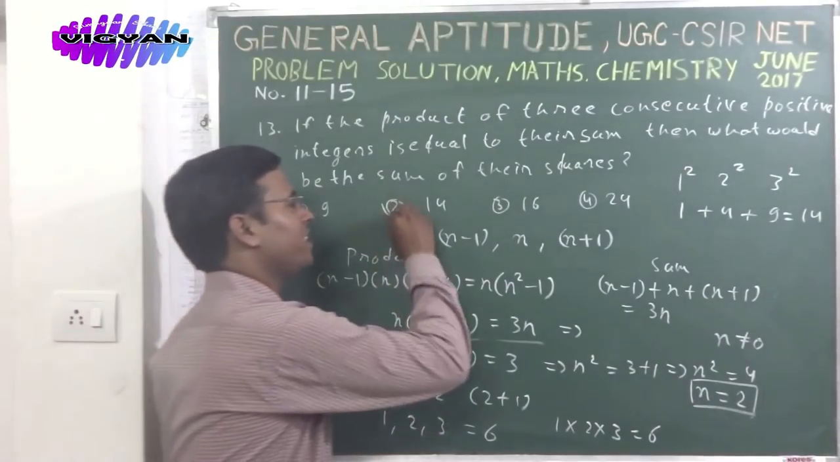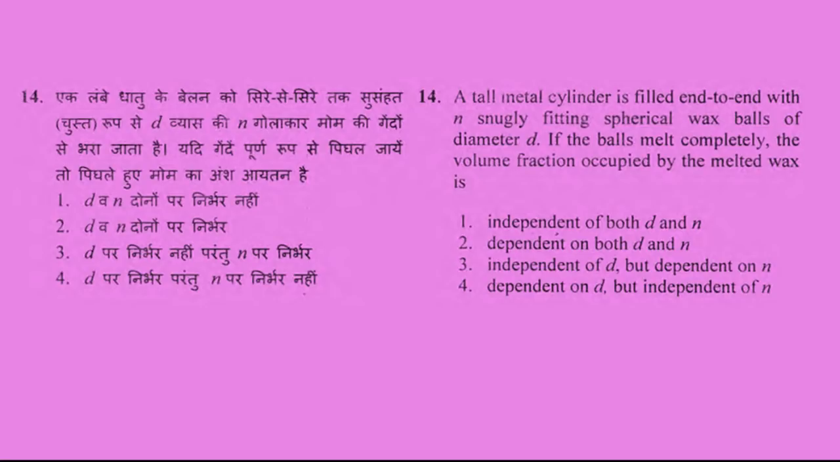That is option 2. Friends, problem number 14. A tall metal cylinder is filled end to end with small n snugly fitting spherical wax balls of diameter small d. If the balls melt completely, the volume fraction occupied by the melted wax is: option 1, independent of both small d and small n; option 2, dependent on both small d and small n; option 3, independent of small d but dependent on small n; option 4, dependent on small d but independent of small n.